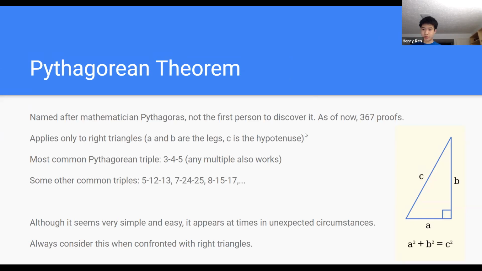Named after a mathematician, Pythagoras. He didn't make it, and there are 367 different proofs. The Pythagorean theorem is a special formula for right triangles. Remember last class we talked about how in right triangles, the biggest side is the hypotenuse, opposite the right angle. The other two sides are called the legs. What this theorem states is a squared plus b squared equals c squared.